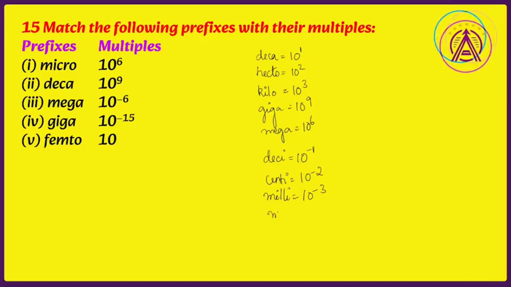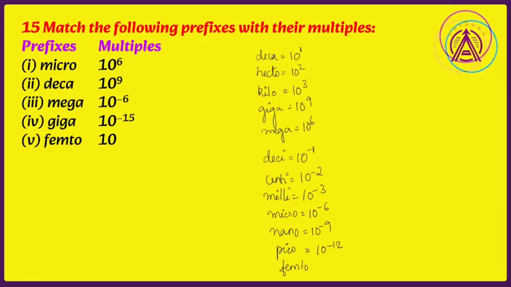Similarly, micro is 10 to the power minus 6. Nano is 10 to the power minus 9. Pico is 10 to the power minus 12. And you have femto. So femto basically means 10 to the power minus 15.